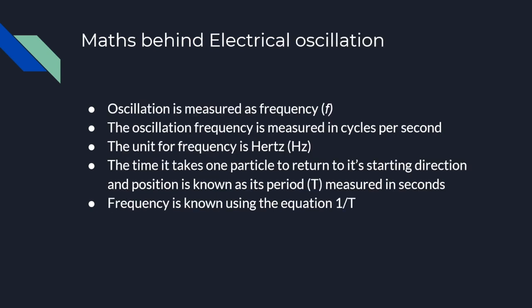Oscillation is a type of periodic motion, a motion that repeats itself at a set rhythm. If a flow of current or voltage is oscillating regularly, the rate of its motion can be quantified as its frequency, and it is measured in Hertz, being the number of times per second that the cycle repeats itself. The time it takes one particle to return to its starting position flowing in the same direction is known as its period. Frequency is figured out using the equation 1 on its period.